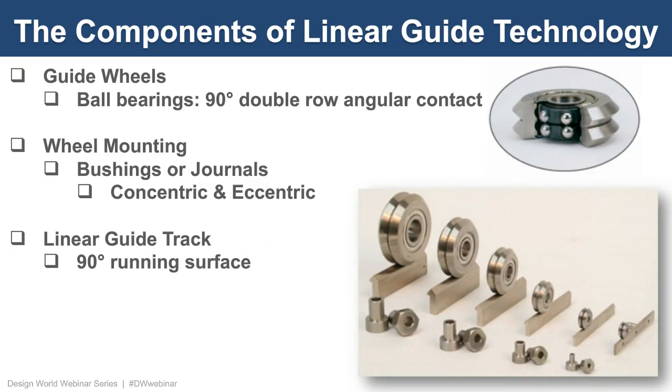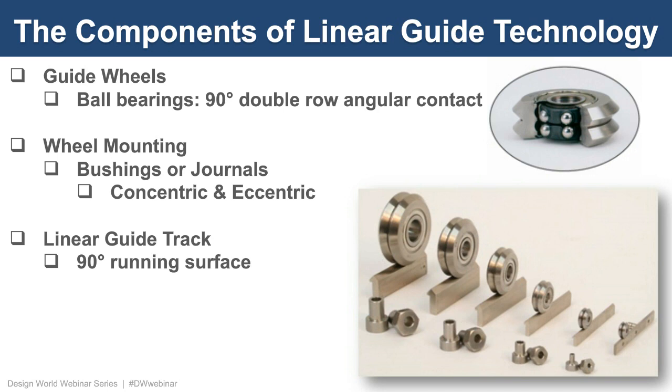So let's take another look at these linear guide components. The guide wheels themselves have internal ball bearings. They're essentially a 90-degree double row angular contact ball bearing. That means that the balls are mounted in a double row and they contact the outer race at an angle. This angle allows it to accommodate loads in multiple directions, which is a great feature.